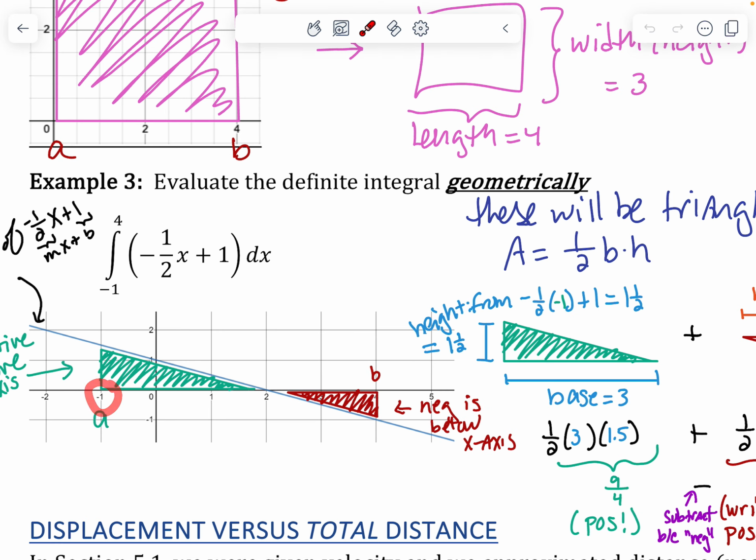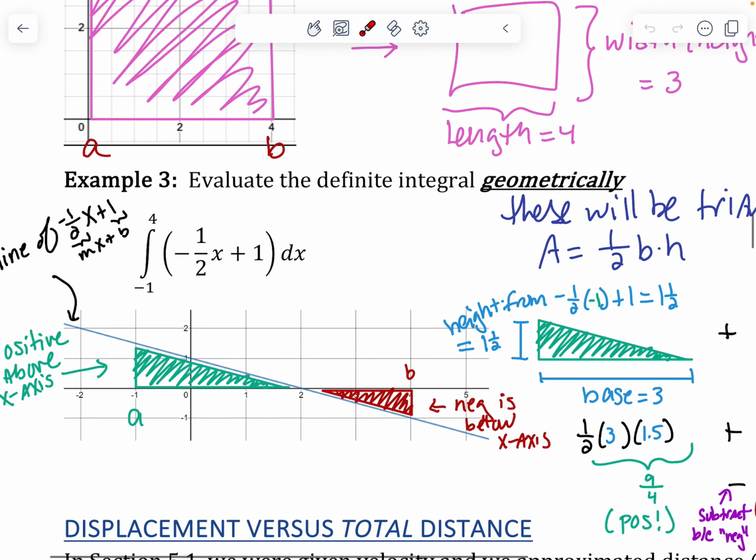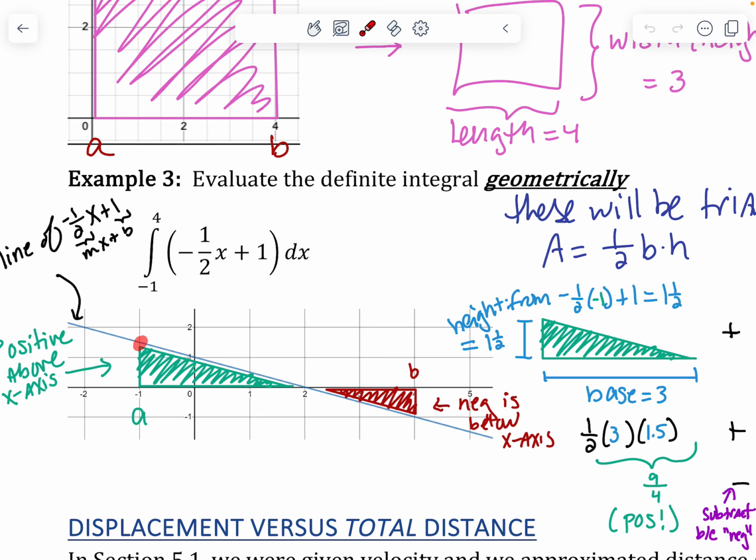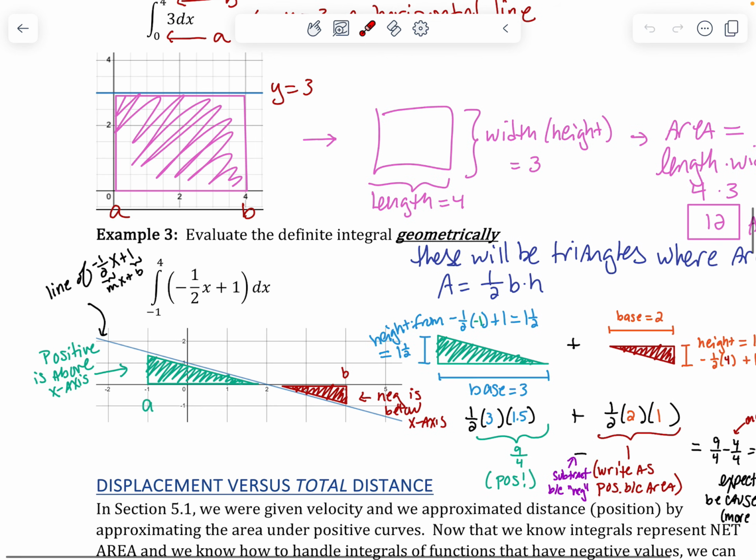I'm going from -1 to 2. So 2 minus -1 is a width of 3. The base of my triangle is 3. Now, the height right here, it's hard to see, but this is a 1, this is a 2. This is the height. It's somewhere in between 1 and 2, but I don't want to just guess. To figure out what the height of my triangle is, I need to come back to my formula and plug my x value of -1 into this formula.